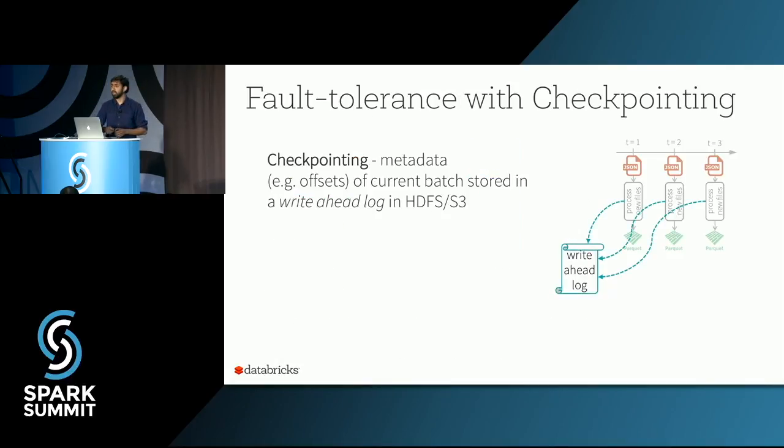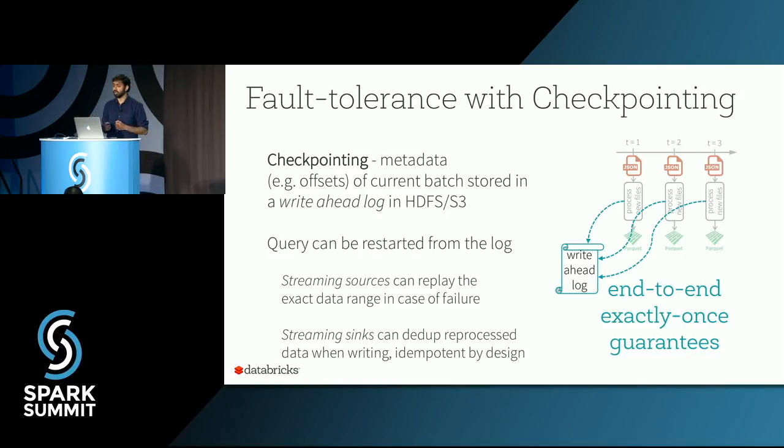And while it's doing that, it automatically takes care of fault tolerance using checkpointing. So in every incremental execution, it writes the metadata of the range of data it is reading into a write-ahead log. And whenever there is any failure, the system can automatically read that write-ahead log and reconstruct what needs to be reread and reprocessed. And the streaming sources and sinks are designed to automatically replay the exact range of data that needs to be reprocessed in case of failure and ultimately dedupe the output results so that you get an end-to-end exactly-once guarantee. The end user doesn't need to reason or think about any of the failures.